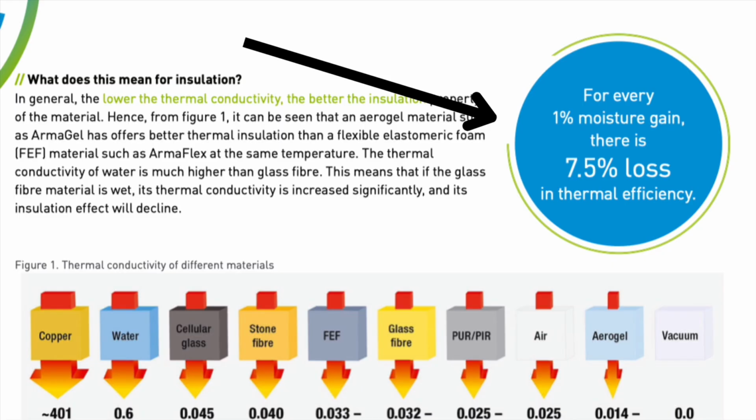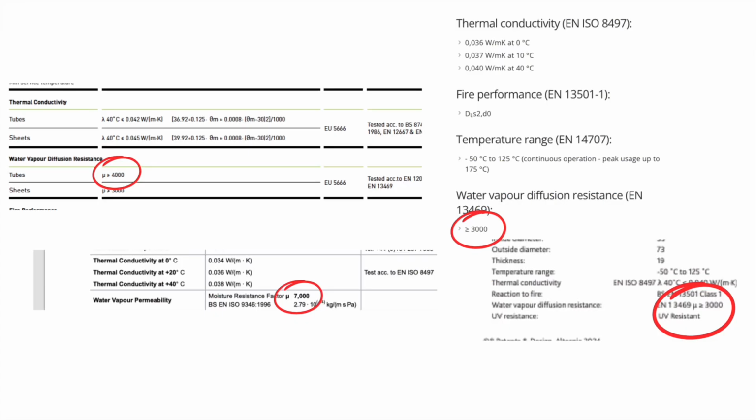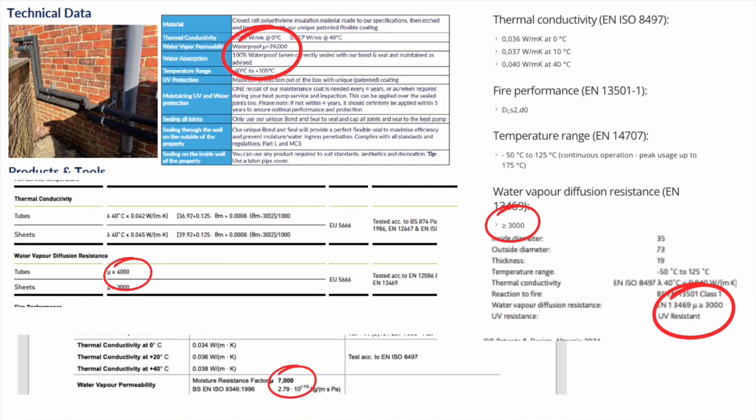Let's have a look at the data sheets from the ones with the thermal conductivity. There we are. We have the water diffusion resistances, and they're all very low. One's 7,000, 3,000, 4,000. So they're very low. So they will absorb moisture. That is why we really worked hard before launching to make sure we got the best water resistance, and that's why we've got 39,000 on our mu value.